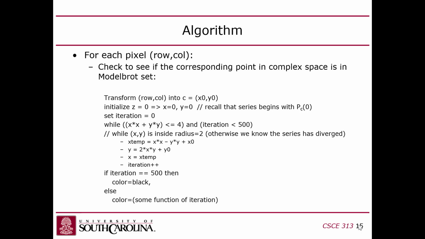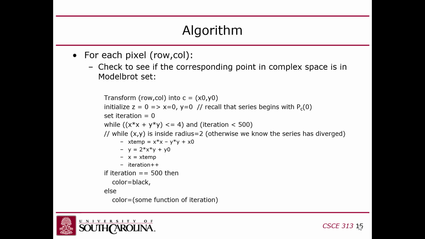For i equals 0 to 239, for j from 0 to 319, right? So i is the row, j is the column. Actually, I call them just row and column here. So row and column is your i and j. This code is inside of your double nested loop, for every row, for every column, right?